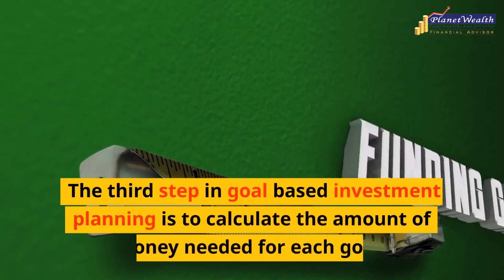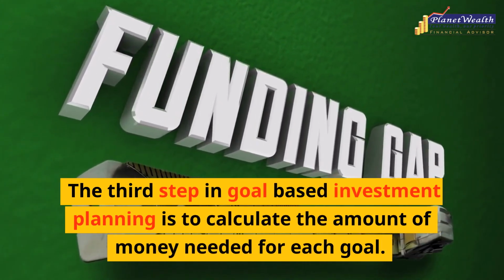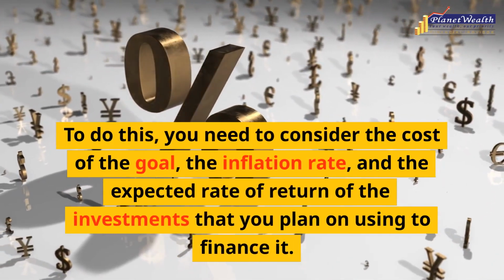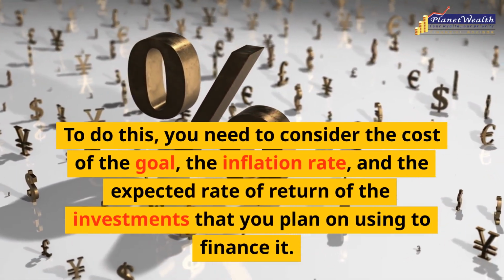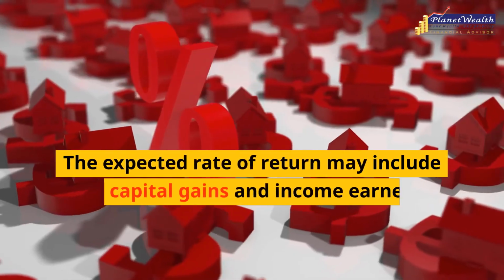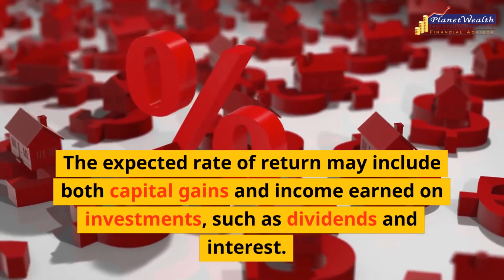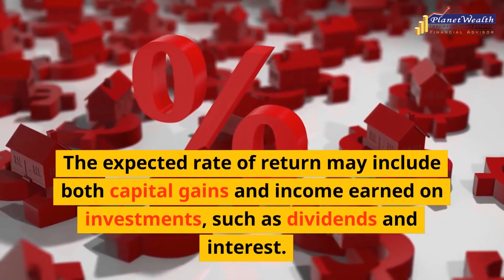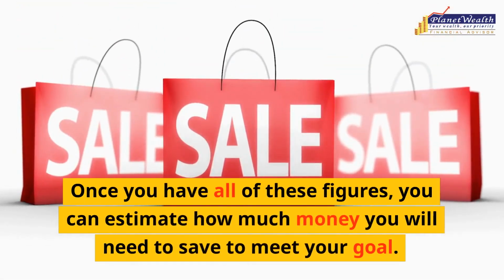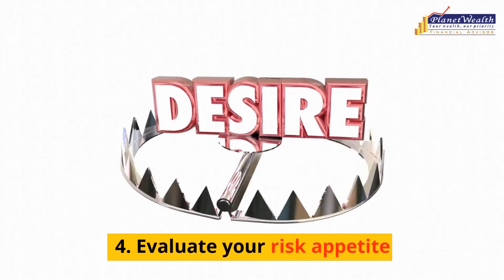3. Calculate the amount of money needed for each goal. The third step in goal-based investment planning is to calculate the amount of money needed for each goal. To do this, you need to consider the cost of the goal, the inflation rate, and the expected rate of return of the investments that you plan on using to finance it. The expected rate of return may include both capital gains and income earned on investments, such as dividends and interest. Once you have all of these figures, you can estimate how much money you will need to save to meet your goal.